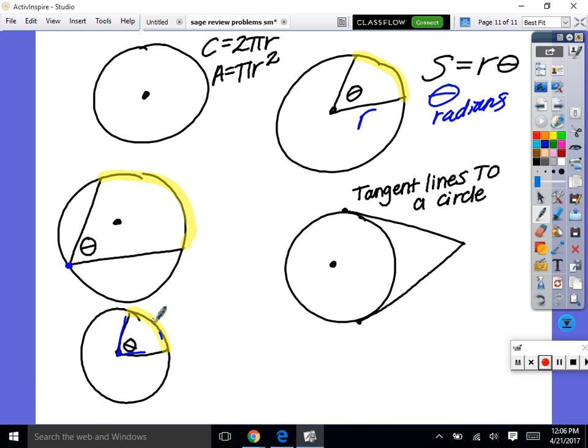But this is the length of the arc. If I say this is 30 degrees, we call this 30 degrees. If I say find the length of the arc, you would... Yeah, this is just the arc measure.